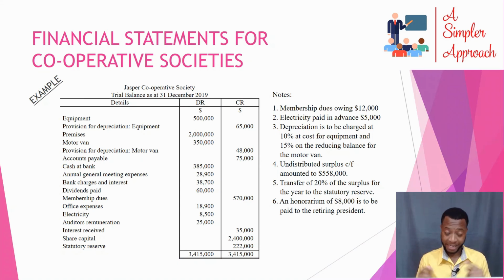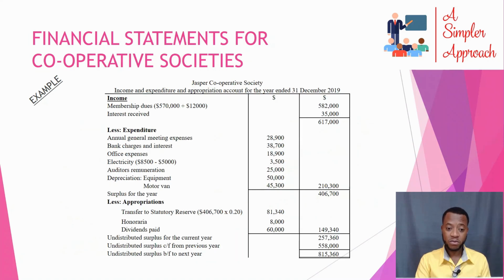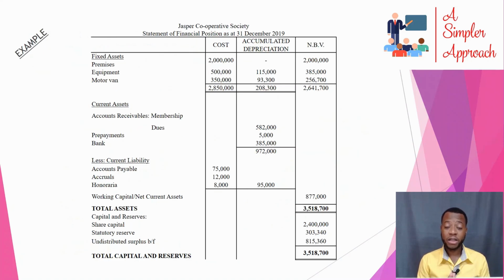For motor van, the current depreciation charge is 45,300. That's the current depreciation charge. And then when you add it to the provision for depreciation, it would give you 93,300. Now, always remember that once you're doing the statement of financial position, there is depreciation in the mix and there is provision for depreciation in the mix. Remember how you treat that in the fixed asset section. Okay?